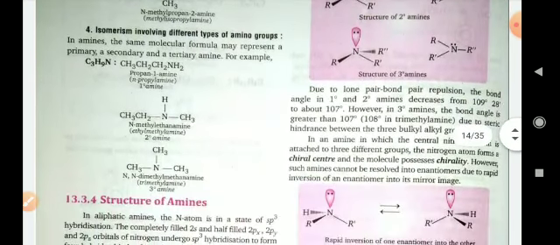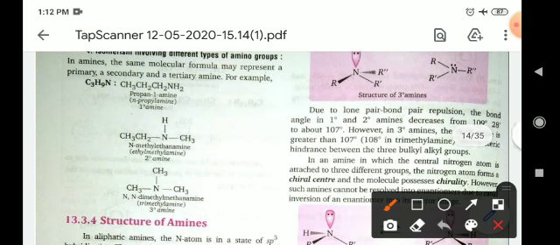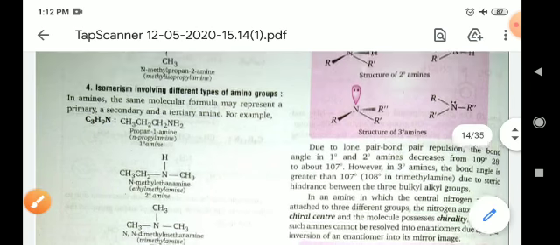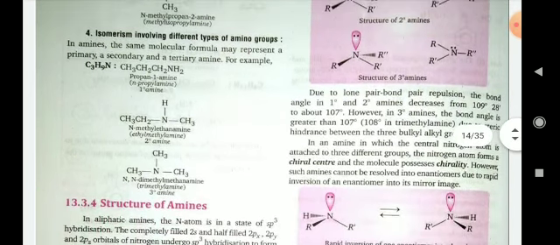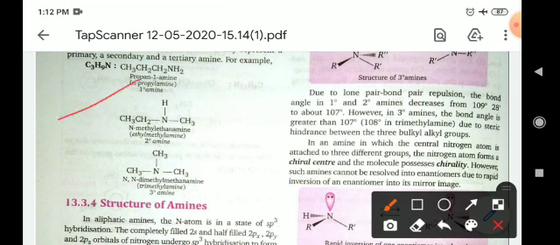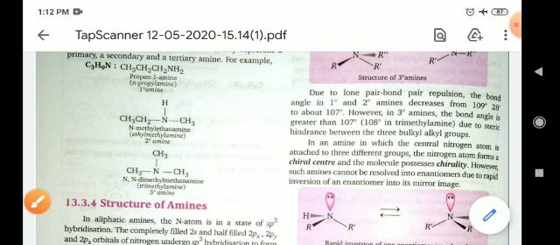Now, isomerism involving amino group compounds. First, that is structural isomerism, in which for the formula C3H9N three isomers are possible: propan-1-amine, N-methylethanamine and N,N-dimethylamine. When the molecular formula is the same and their structures are different, they are known as structural isomers.